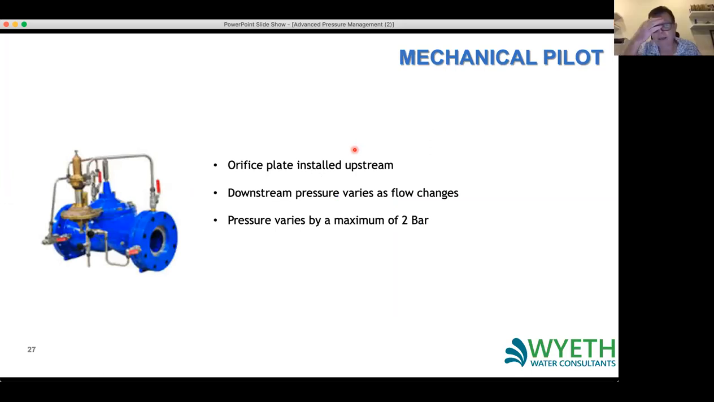So this one again is another valve that uses an orifice plate, and you can see the orifice plate on the outlet of this PRV here.